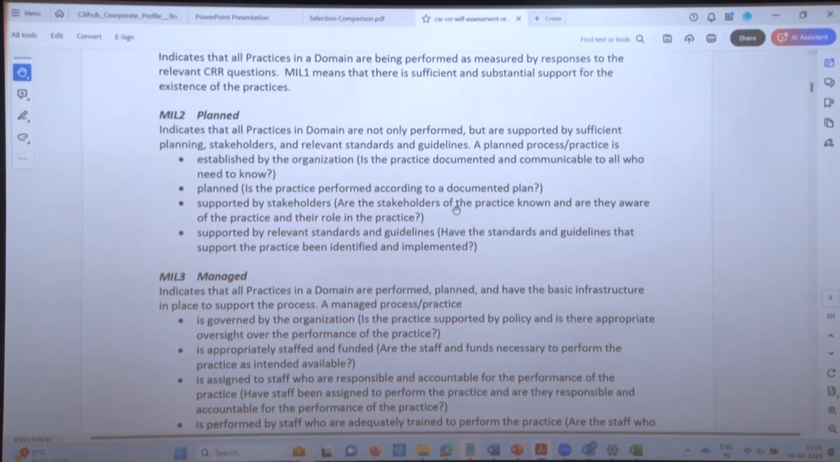It's not like, because I know how to do this practice, but if I leave, then this practice cannot be done by other people. So there has to be a documented plan, and it has to be supported by stakeholders. Do we know for each practice who the stakeholders are? In some cases the stakeholder could be the CISO, in some cases some IT people who are managing the assets and services. It could also be users, like people who will not bypass authentication and things like that, and are they aware of the practice and their role in it?